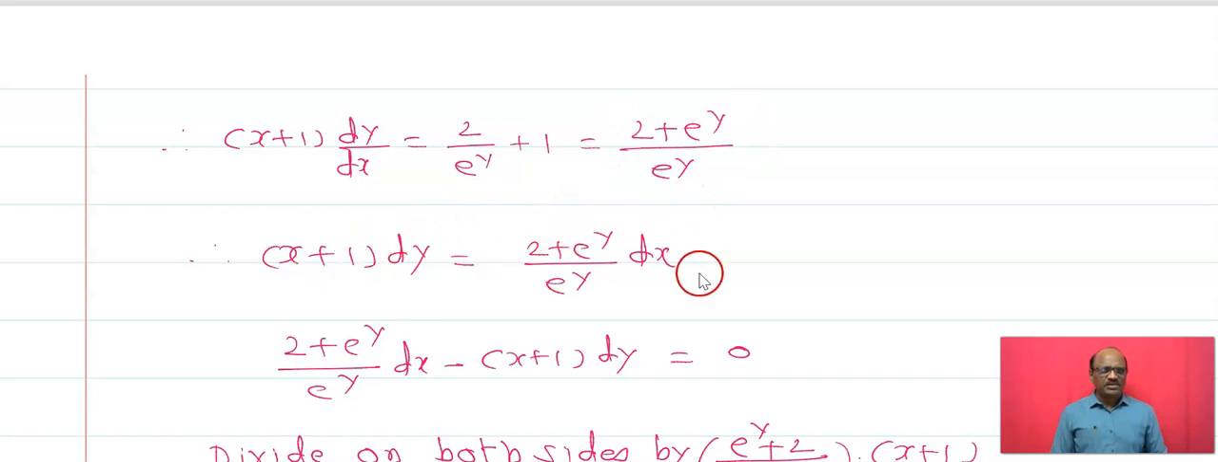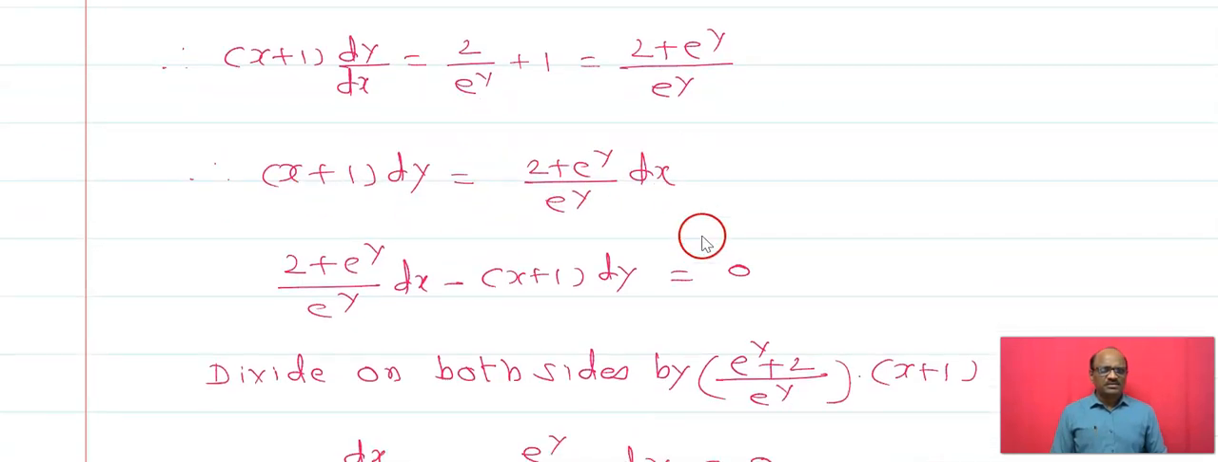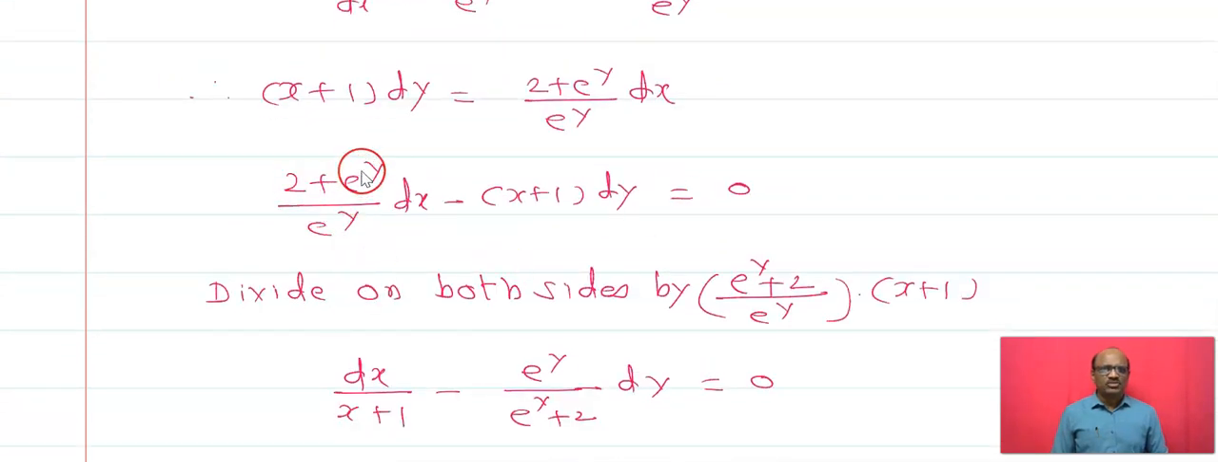And after separating these, again simplifying, that is (x + 1) dy is equal to, this is divided by, it will come to the right-hand side and multiplied to this term. That is (2 + e^y)/e^y dx. Therefore, you will get (2 + e^y)/e^y dx minus (x + 1) dy equals 0.